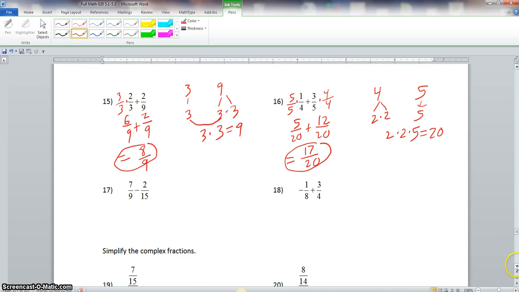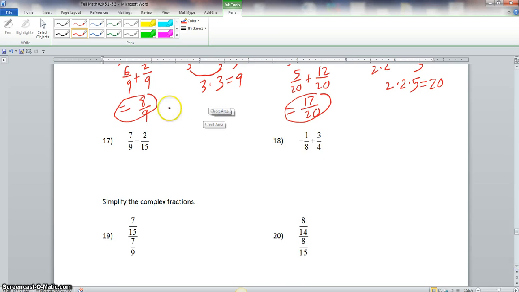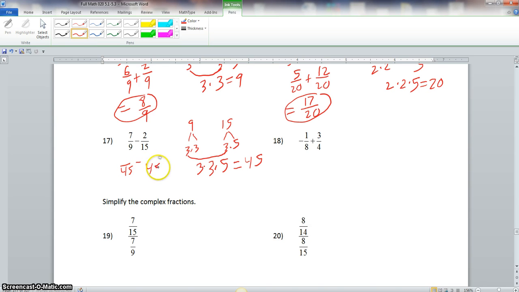Now we come here to problem number 17. We already know the prime factorization of 9, which is 3 and 3. Now we do the prime factorization of 15, which is 3 and 5. If you notice here, we do have 3's that match up, so we will count that once. And then we have two factors left that don't match up with anything. So our least common denominator would be 3 times 3 is 9, times 5 is 45. So our least common denominator is 45.